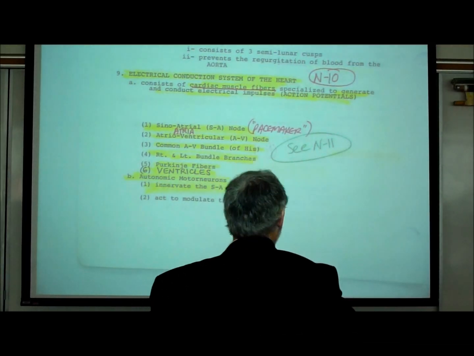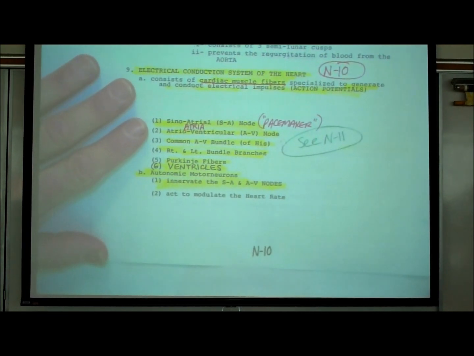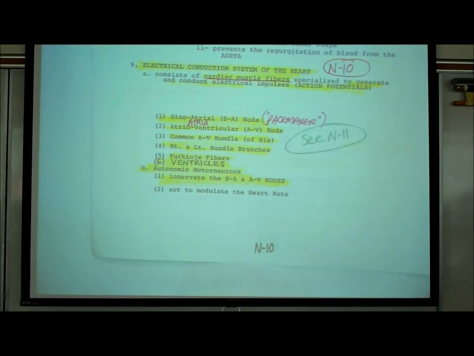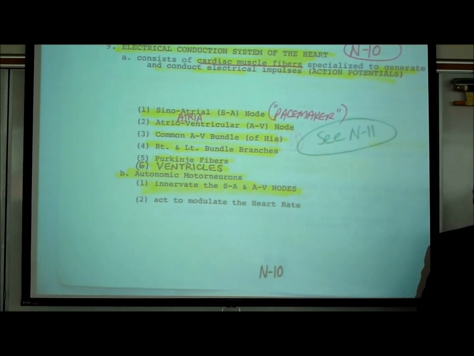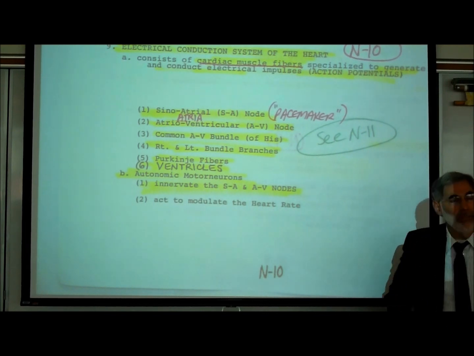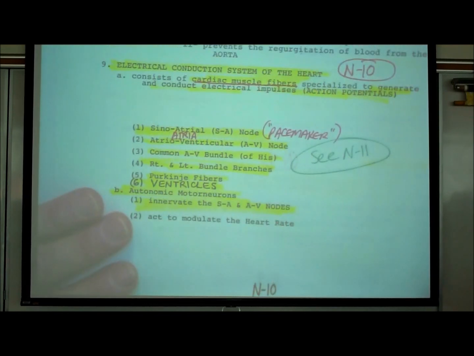This is page N10, and we have already now described the anatomy of the heart and how blood flows through the heart and through the rest of the body. Now we want to learn a little bit more about the heart, and then we'll be talking about blood vessels. So the first thing we've listed here on page N10 is the electrical conducting system of the heart.